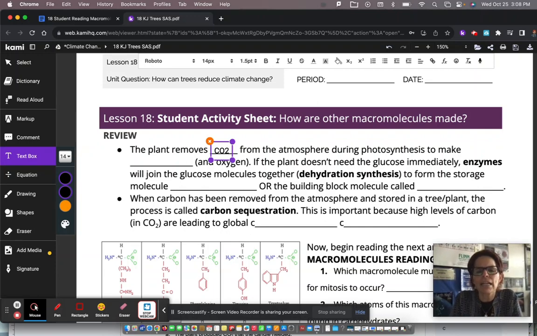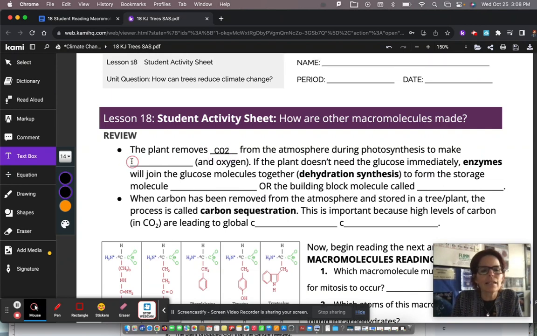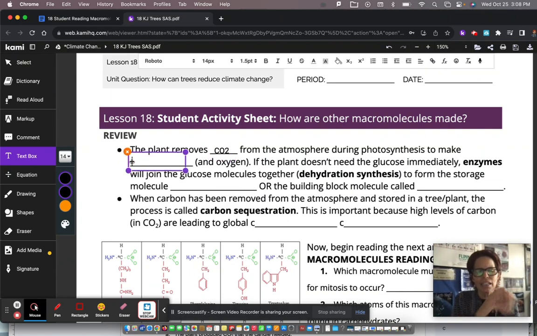So the plant removes carbon dioxide from the atmosphere during photosynthesis to make, and the thing that it makes is our sugar. The fancy word for sugar is glucose. That's the specific sugar that plants make. We also have other sugars that you've all heard of, like sucrose is the sugar that's in Kool-Aid or that you bake with. Lactose is the sugar that's in milk, and maltose is the sugar that's in malt shakes.